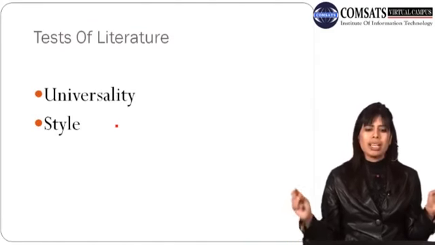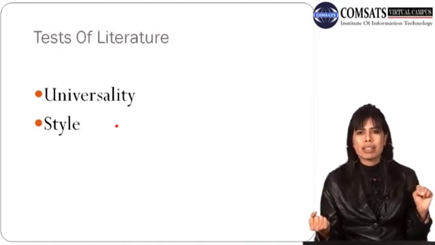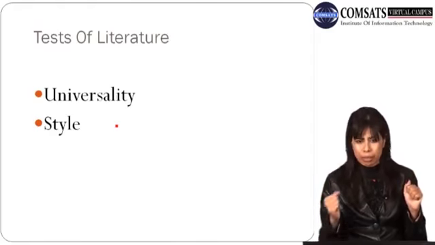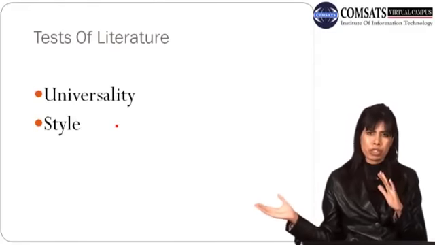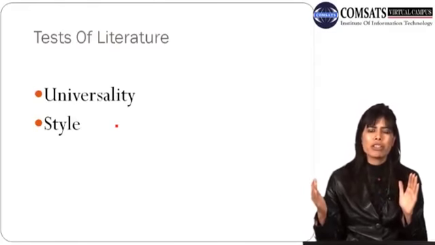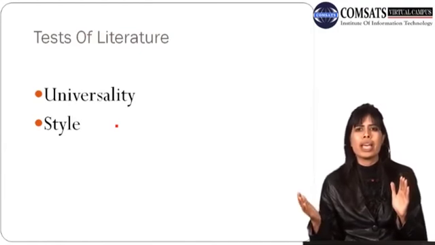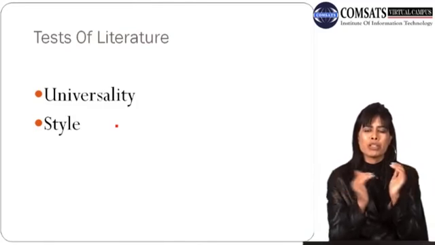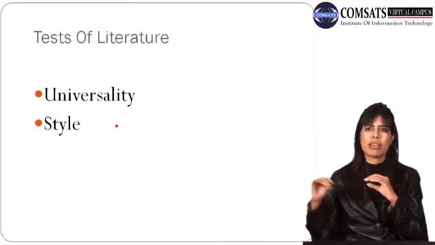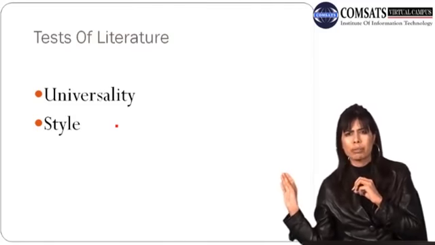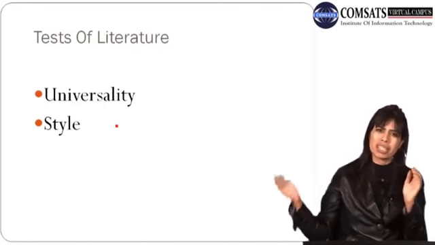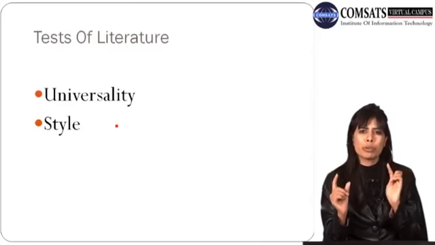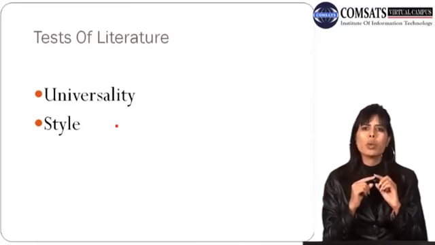Okay, tests of literature. How can you say whether anything is literature or not? Two points are very important. One is universality and the other one is style. My dear students, keeping in view universality, like the previous one, permanent quality, literature is universal. It is not restricted to any particular region or to any specific period of time. So when you talk about literature, even literature that was written back in the 18th century or 16th century is still popular today. So my dear students, this is an element which should be there when we call any piece of writing literature. The other one is style.